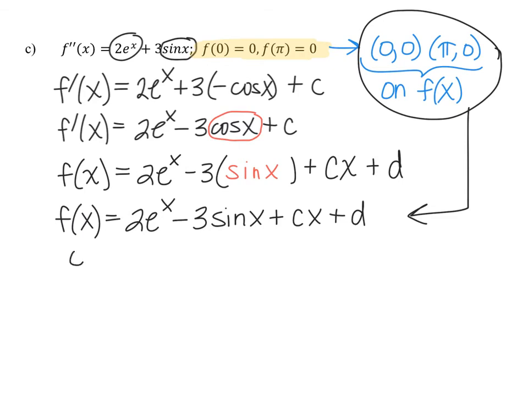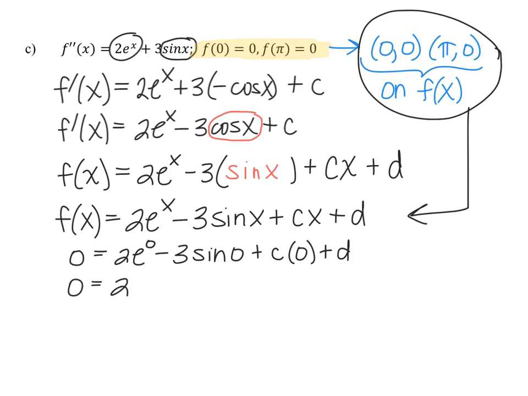So if I substitute 0 in for y, as well as 0 for all of my x's, I'll have this equation: 0 equals 2e to the 0 power minus 3 times sine of 0 plus a constant times 0 plus d. So e to the 0 power is 1, so that'll leave me with 2 times 1. Sine of 0 is just 0, so negative 3 times 0 is 0, and our constant times 0 is 0. So I'm left with 0 is equal to 2 plus d. Therefore, my d is equal to negative 2.